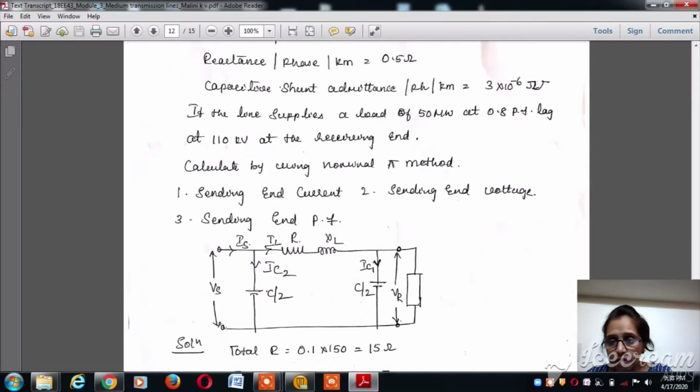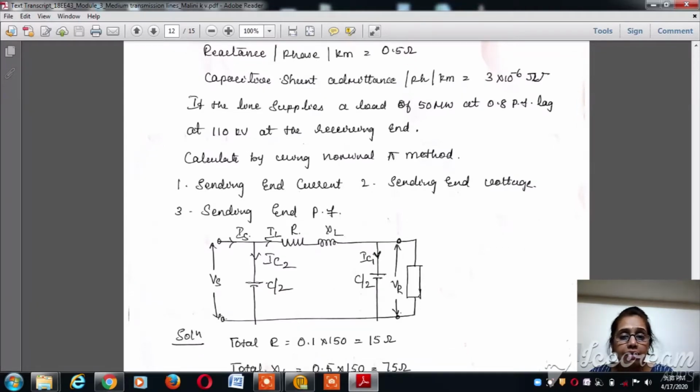Two things we can observe here while tackling such a problem in the examination. First, focus on the method that is asked, whether it is the nominal pi method, end condenser method or nominal T method, and also find out the length of the transmission line that is given, which gives us a clue about which method needs to be followed, and the calculations will become very simple. Now in this particular problem, they're asking us to calculate the sending end current, sending end voltage, and the sending end power factor.